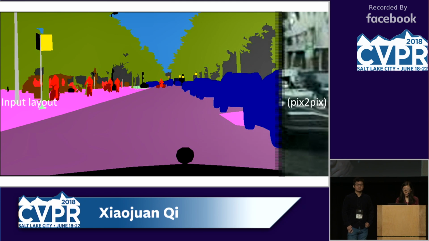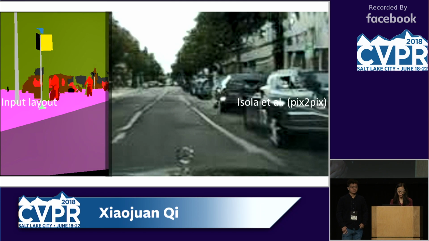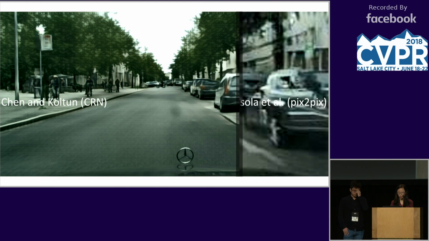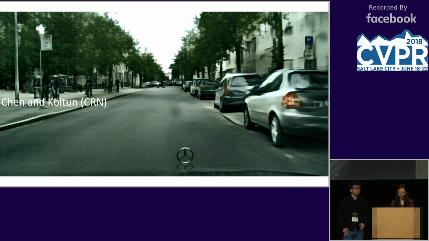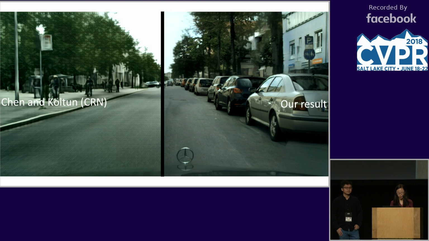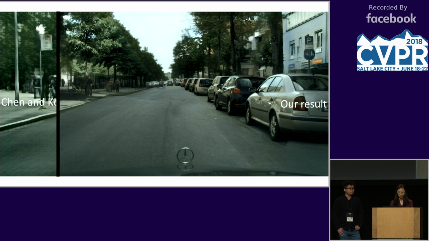Then we demonstrate our second example on the Cityscapes dataset with the fan layout. Here is the result by Pix2Pix, and the result generated by CRN. And finally, it is the result image generated by our approach.